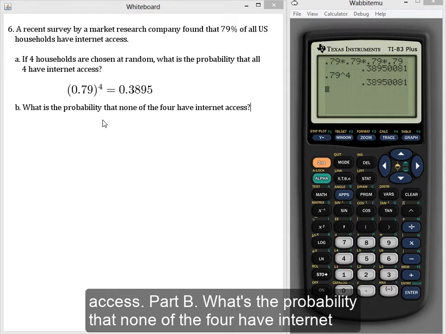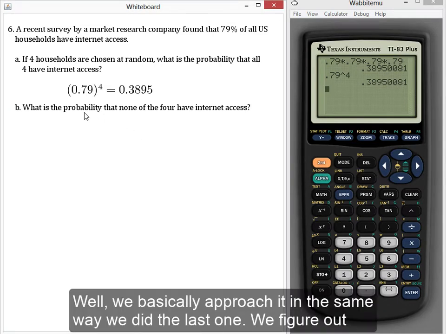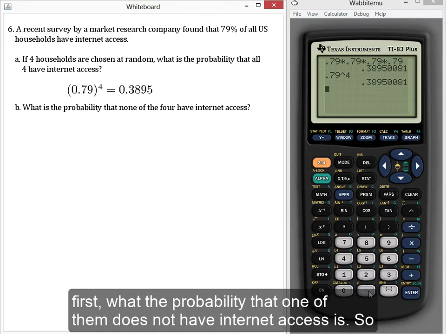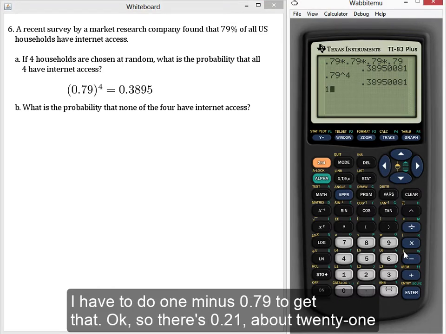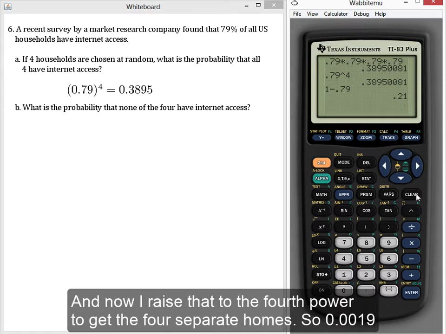Part B, what's the probability that none of the 4 have internet access? Well, we basically approach it in the same way we did the last one. We figure out first what the probability that one of them does not have internet access is. So I'd have to do 1 minus 0.79 to get that. Okay, so there's 0.21, about a 21% chance that some household does not have internet access. And now I'll raise that to the 4th power to get the 4 separate homes. So 0.0019.